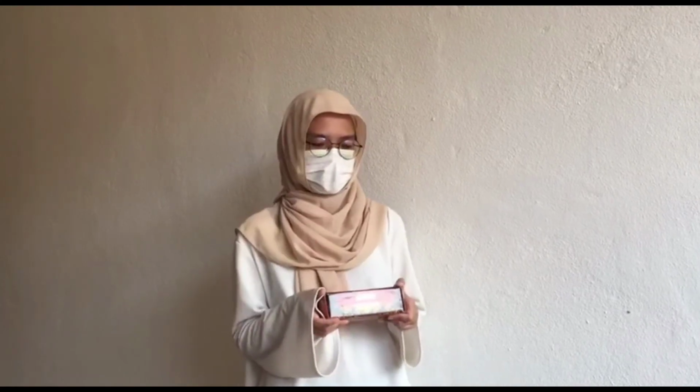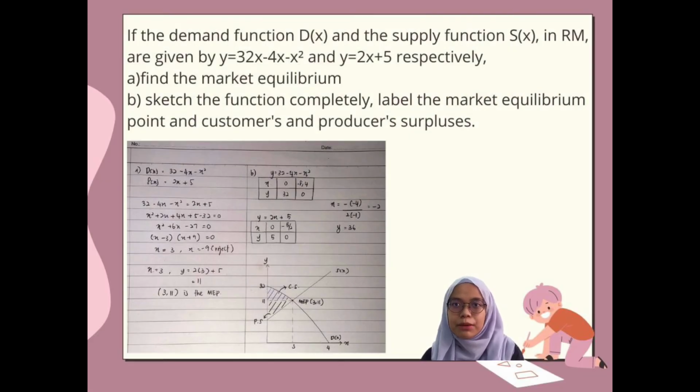If the demand function is equal to 32 minus 4x minus x squared and the supply function is equal to 2x plus 5, we can find the market equilibrium point. To find the market equilibrium point, MEP, the demand function is equal to the supply function. So to find the MEP, let 32 minus 4x minus x squared equal 2x plus 5, and we get x squared plus 6x minus 27 equal to 0. Factorize the equation and it becomes x minus 3 times x plus 9. So let's substitute x equal to 3 into the supply function, which is 2 times 3 plus 5 equal to 11. So the MEP is 3, 11.